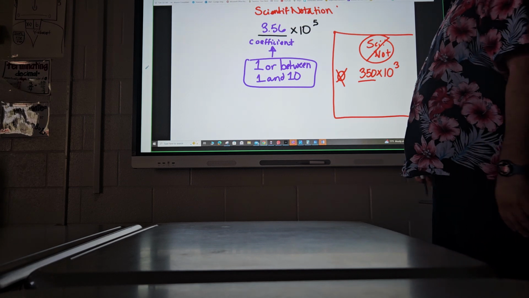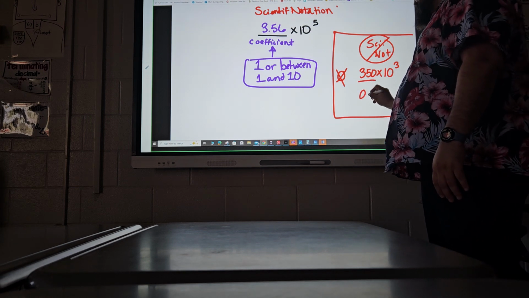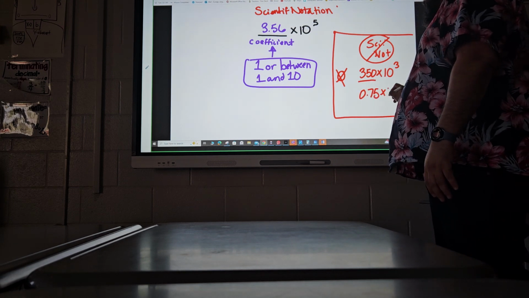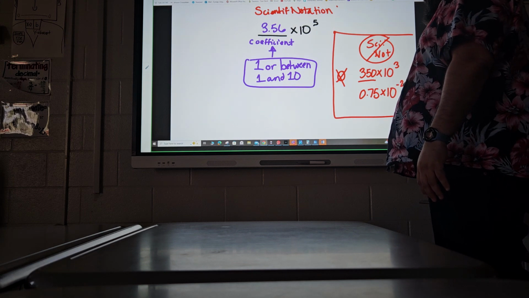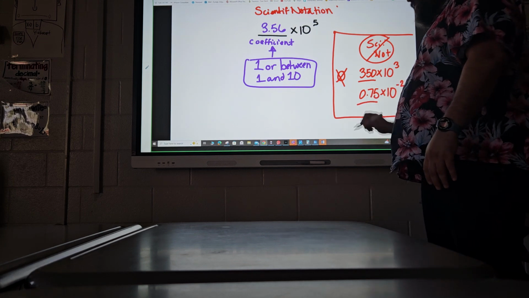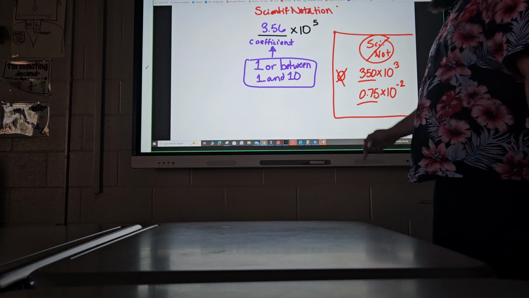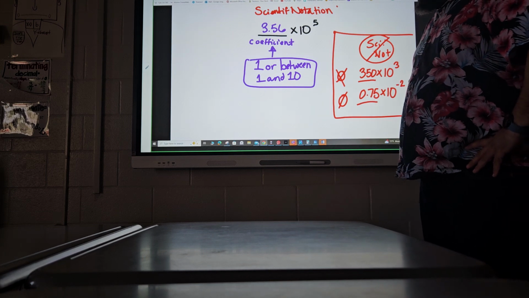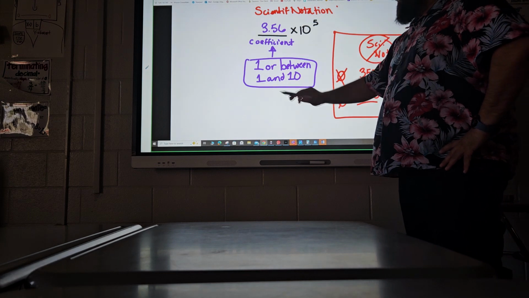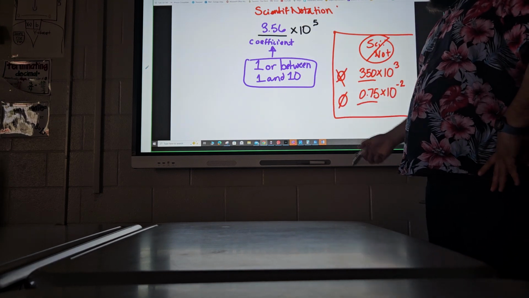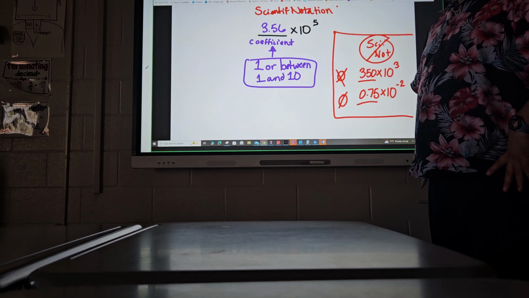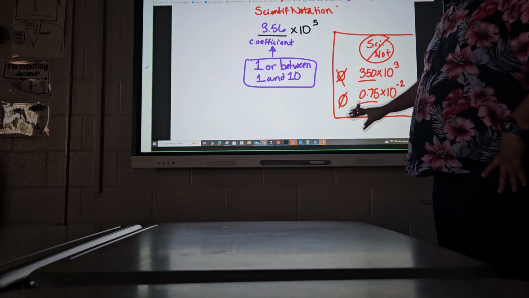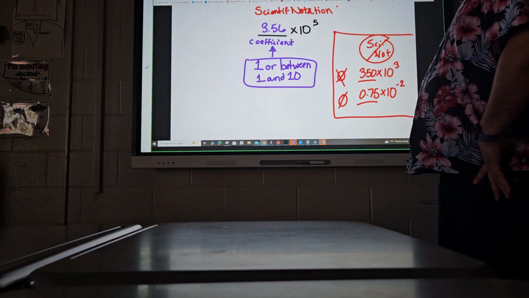That's not scientific notation. The next one that we're going to put looks like scientific notation with the negative power, but look at the coefficient. You can't use that. The coefficient is less than 1, but the rule says it has to be a 1 or it has to be between 1 and 10. This is less than 1, so we can't use it. So make sure you look out for those.